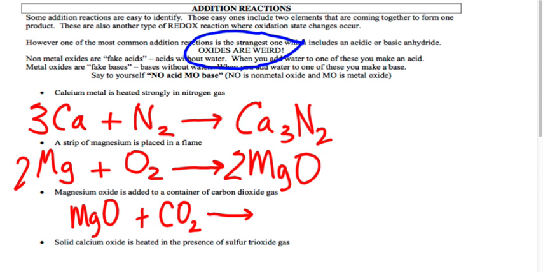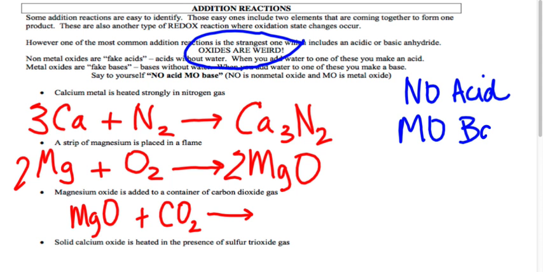So with oxides being weird, if you know the following: no acid, no base. These oxides are known as either acid, acidic, or basic.